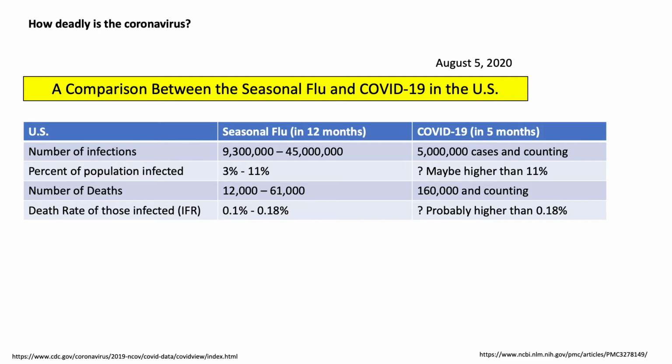Now, if you compare that to COVID-19 in 5 months, the number of infections, based on the testing, is 5 million, of course, that will increase. The percentage of the population infected, we don't know what that is. Maybe it's higher than 11%. And one of the estimates we just did was close to 19%. The number of deaths, we have 160,000 and counting. And the death rate of those infected is probably higher than 0.18%. Our lowest estimate to date is 0.26%. And of course, once more information comes in, these numbers may vary.